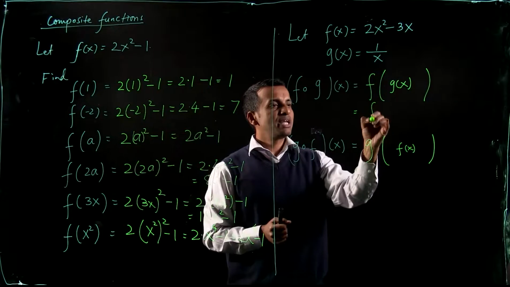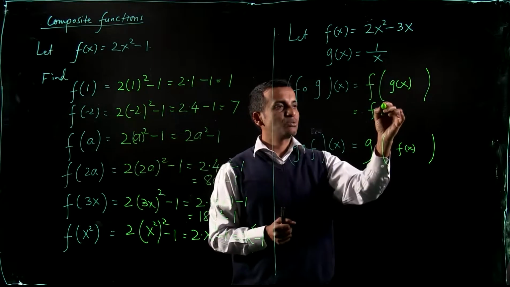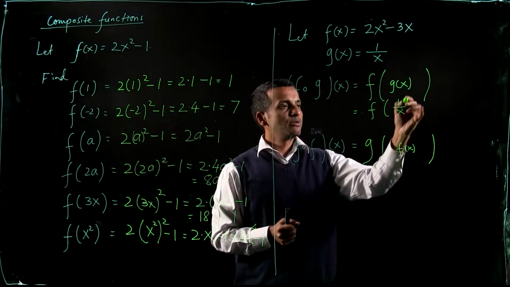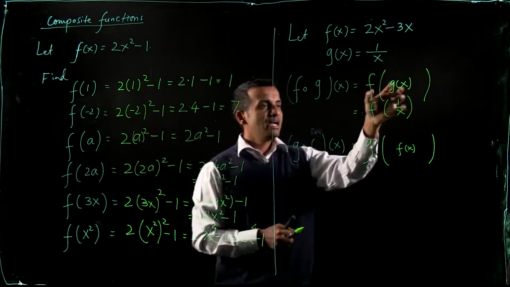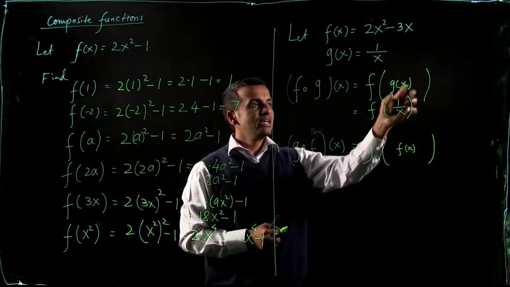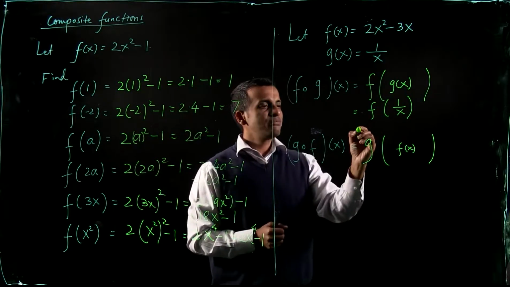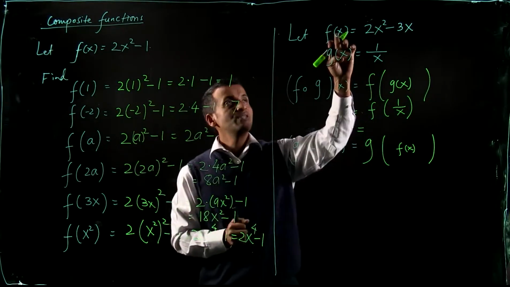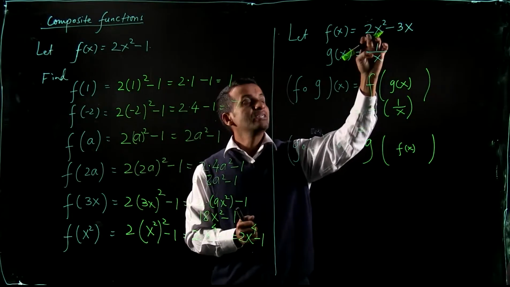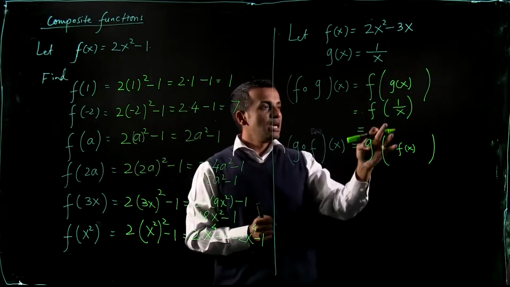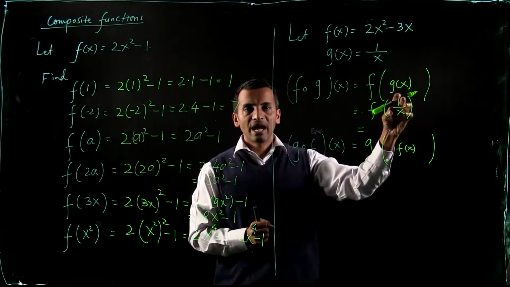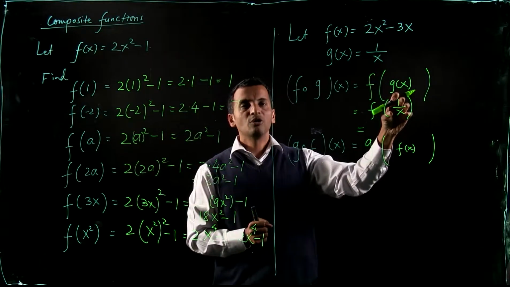So you just replace g of x by 1 over x. What do you get? F at 1 over x, right? F of g of x means f at g of x. You replace the value of g of x as 1 over x. Now what does f do? F says that if there is x, you do 2x squared minus 3x. But instead of x, there is 1 over x. So x is replaced by 1 over x.